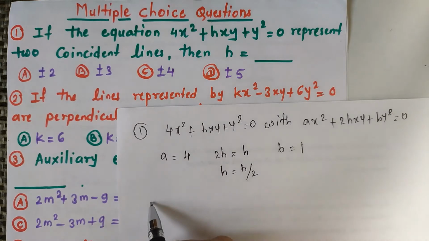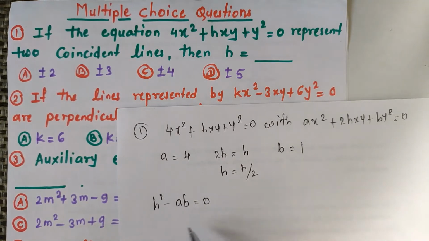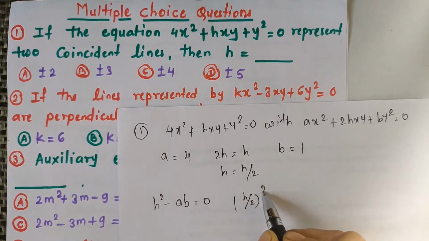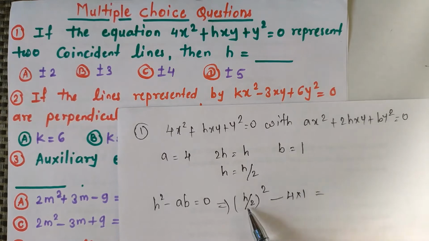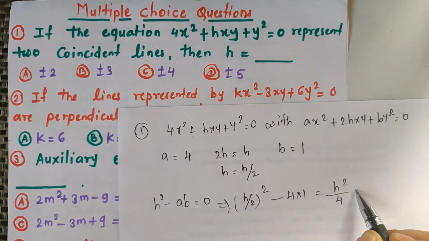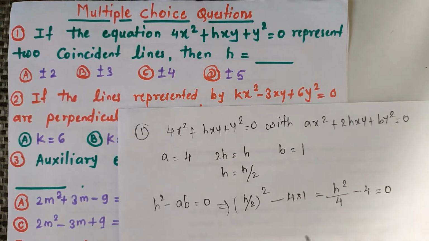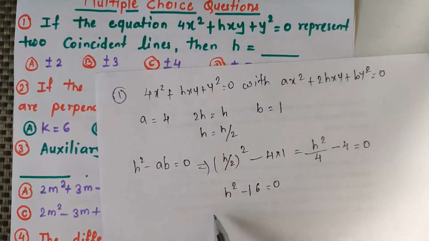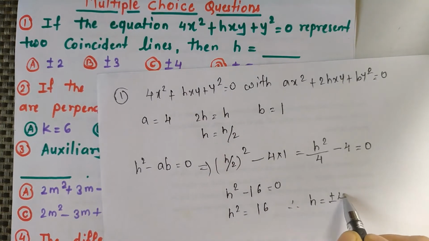So we know that the condition of coincident lines is h square minus ab is equal to 0. Then by substituting, the value of h is h by 2 bracket square minus a into b, that is 4 into 1, is equal to h square upon 4 minus 4 is equal to 0. So from this equation we get h square minus 16 is equal to 0. Then h square is equal to 16 and therefore h is equal to plus or minus 4.